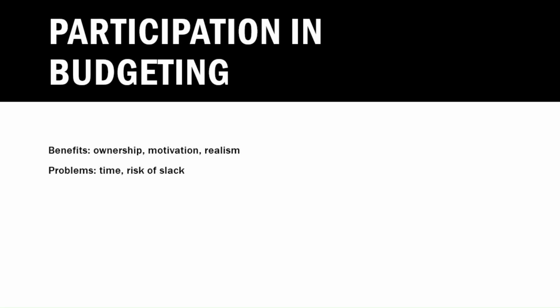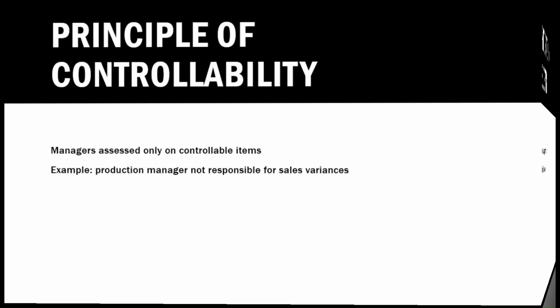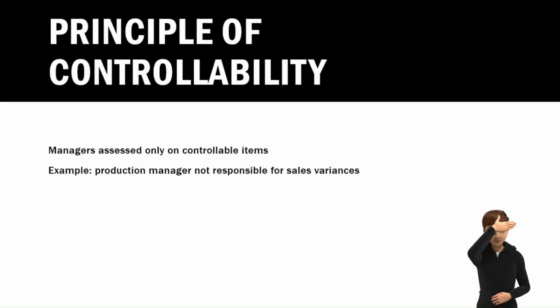However, it is slower and can lead to slack if managers deliberately understate revenues or overstate costs. The principle of controllability means managers should only be judged on what they influence. For example, a production manager should not be assessed on sales revenue. Fairness in evaluation improves motivation.